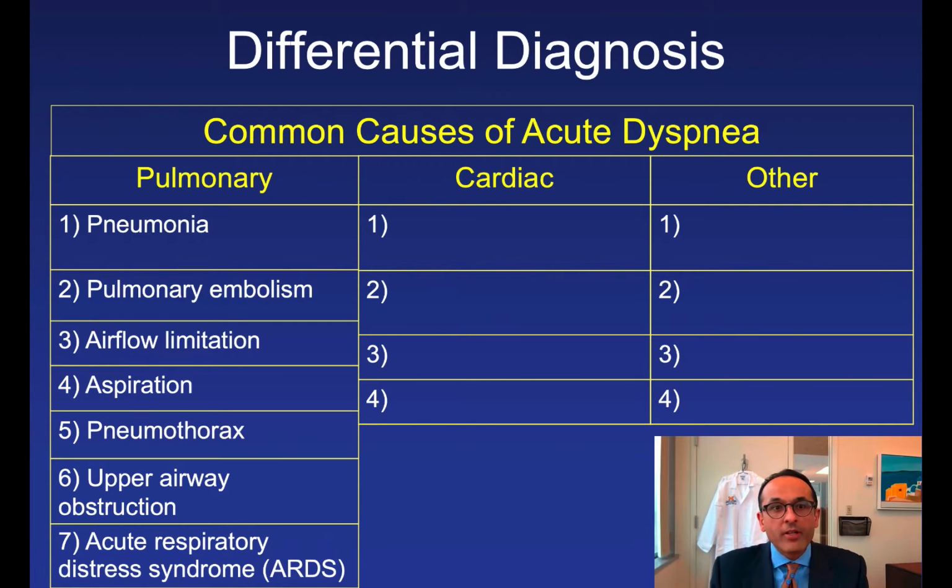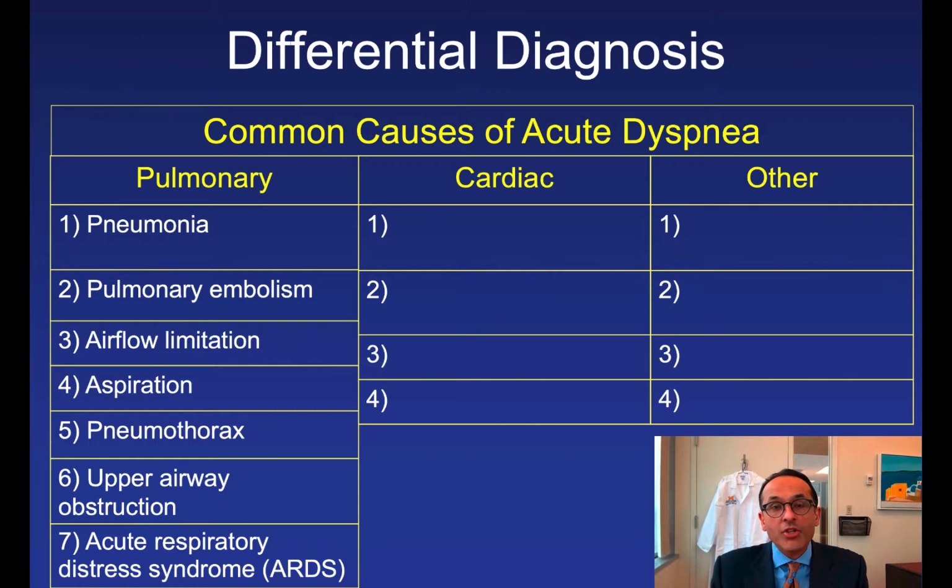So first, the pulmonary causes: pneumonia, pulmonary embolism, airflow limitation, also called lower airway obstruction. This is both COPD exacerbation and asthma exacerbation. Aspiration, which is a clinical diagnosis. Pneumothorax, which we can diagnose when patients have acute onset shortness of breath accompanied by pleuritic or respirophasic chest pain, pain when they take a big breath in.